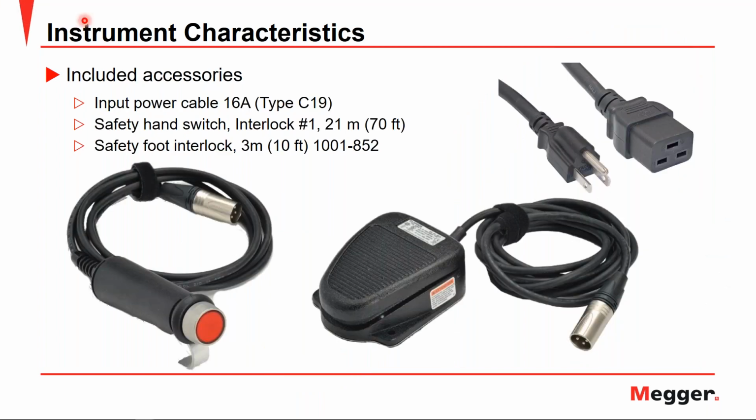Next, we have, of course, our power cable on the right, but also, well, I don't want to say more importantly, because of course, without power, we can't run the test, but also without these, you can't run the test. Here we have two interlocks, one hand switch and one foot switch here. And you can use either one of these. The only condition is you must have two interlocks to perform a test with the Delta 4000.